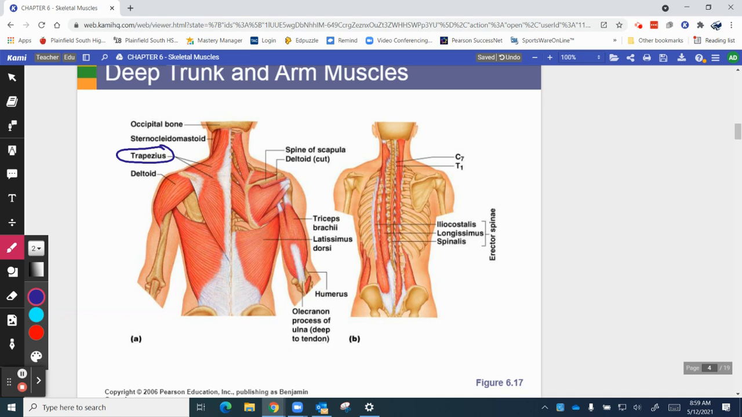Okay. Another one you can see here that I would make sure I know is the deltoid. So that's the muscle over the top of the shoulder there. That one does abduction of the shoulder. All right, so it raises it out to the side.